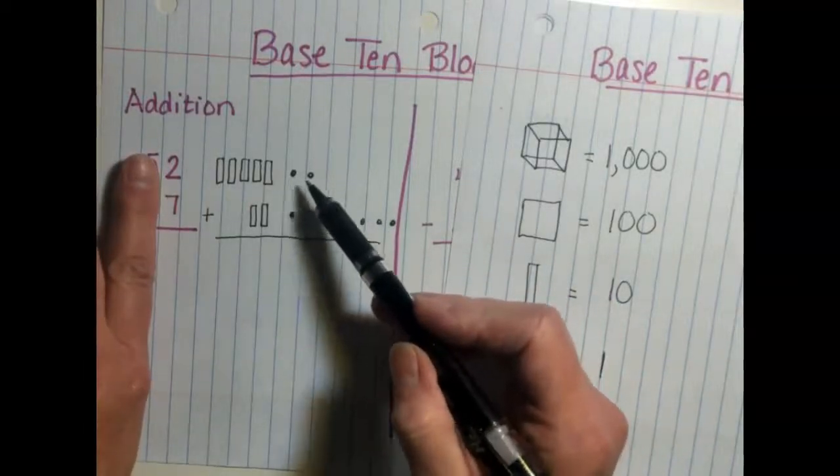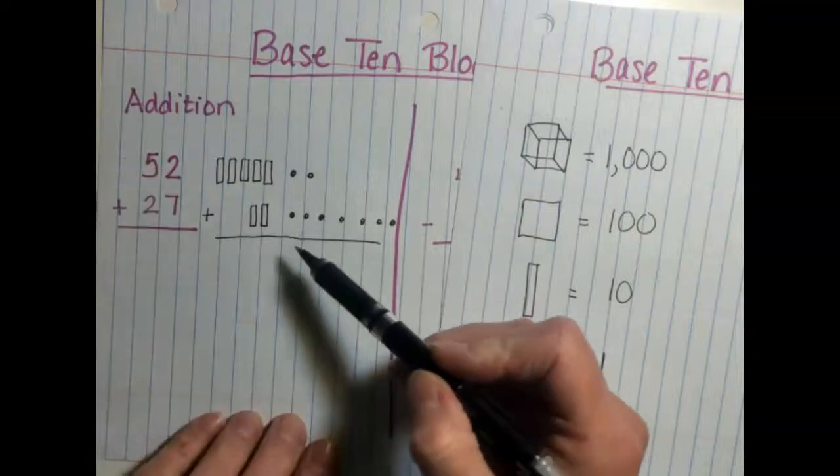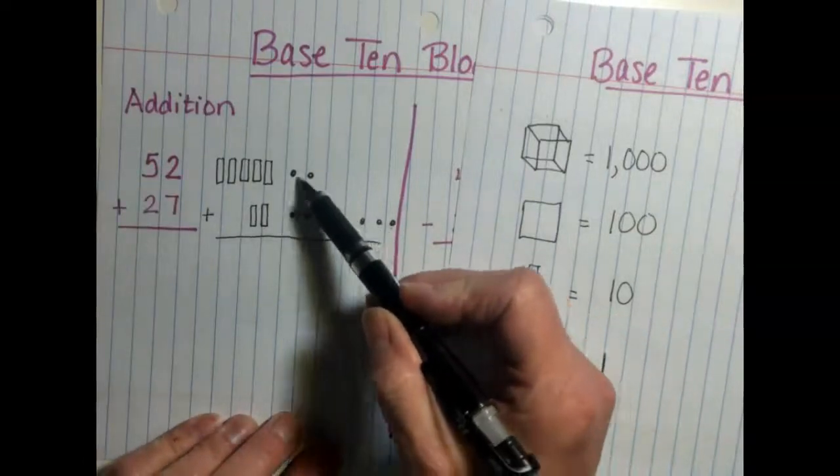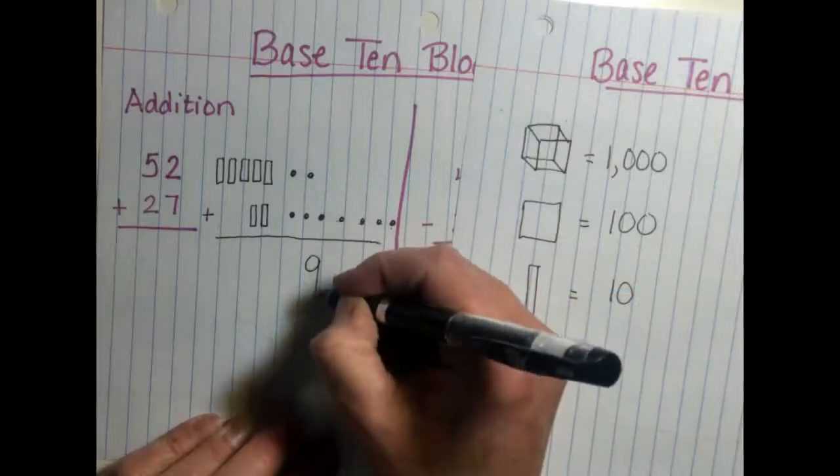So, if I know that I have 2 and 7, all I need to do is count up my dots. So, 1, 2, 3, 4, 5, 6, 7, 8, 9. And I write that down.